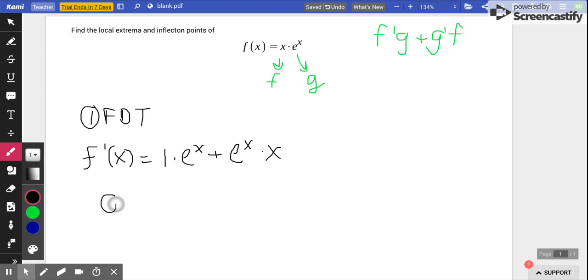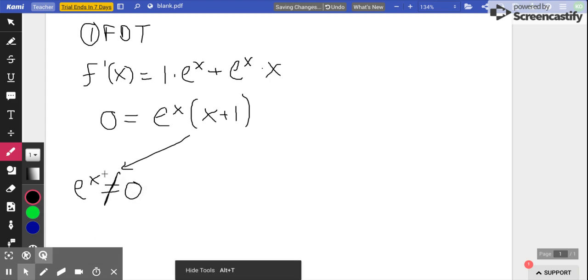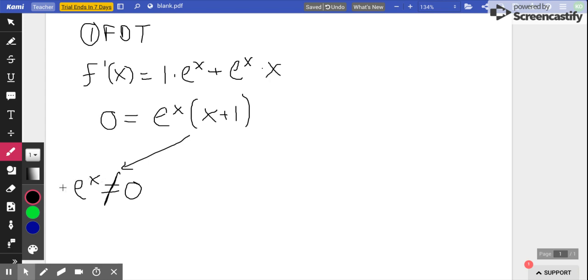Now we need to know when this is equal to 0. So I'm going to set it to 0 and factor things out a little bit. We could factor out an e to the x here and be left with x plus 1. So there are two things that can happen. Either you have e to the x equals 0, but guess what? This never happens, because whatever exponent you put, it's never going to make this whole thing equal to 0.